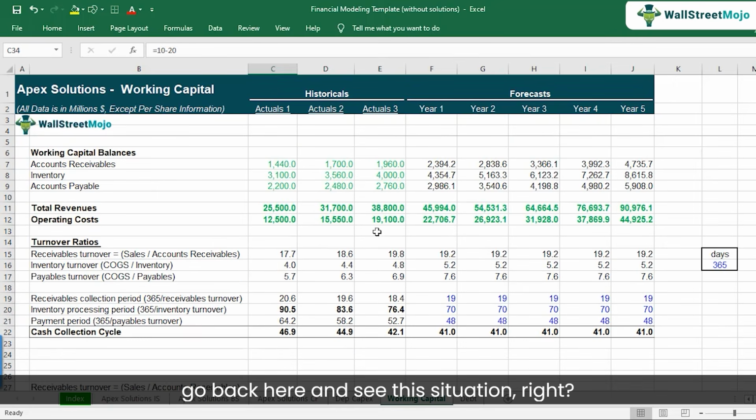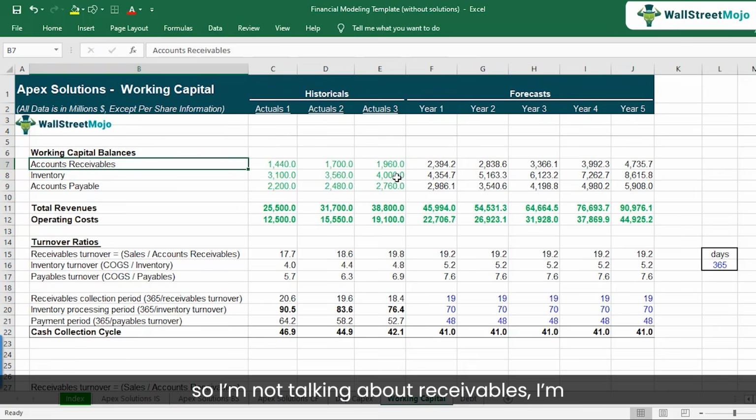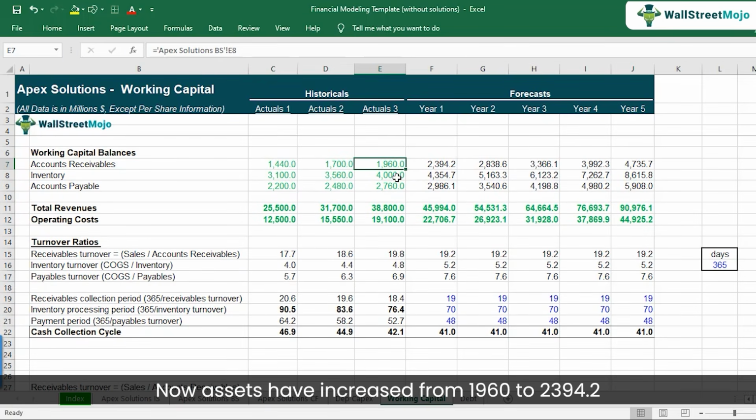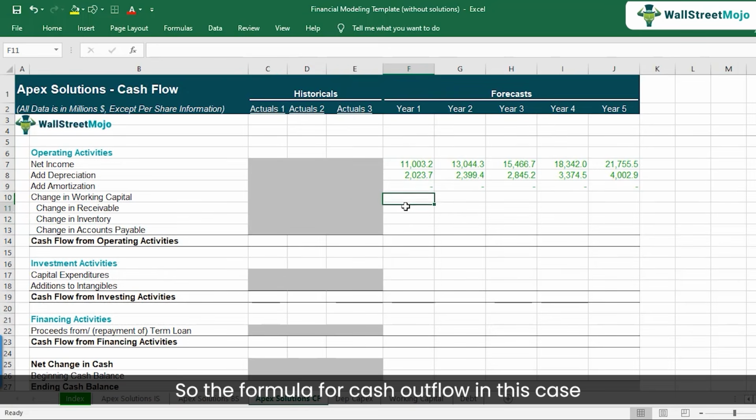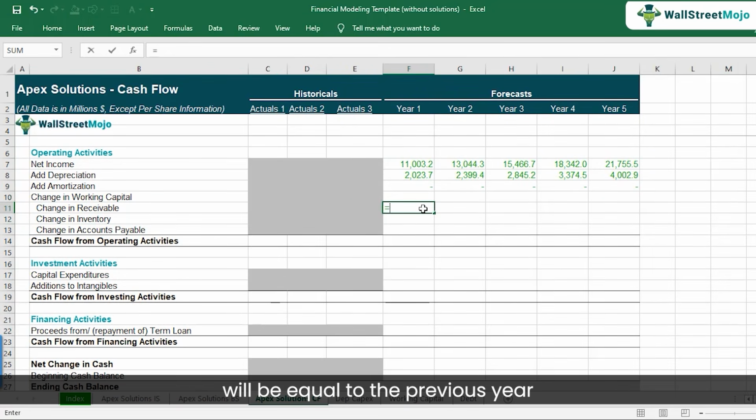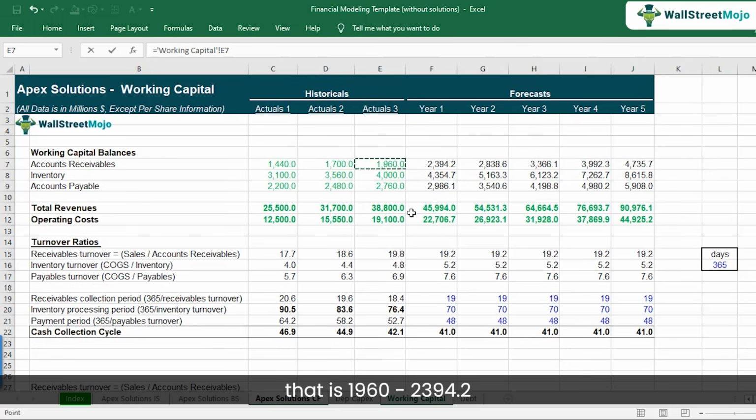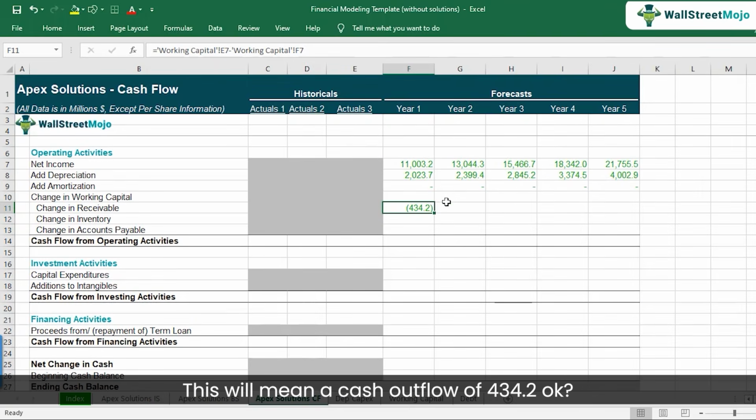So let's go back here and see this situation. The assets, I'm not talking about receivables, I'm just independently calling this assets. Now assets have increased from 1960 to 2394.2. Now if the assets increase, what will happen? You have a cash outflow situation. So the formula for cash outflow in this case will be equal to the previous year, that is 1960, minus 2394.2. This will mean a cash outflow of 434.2.